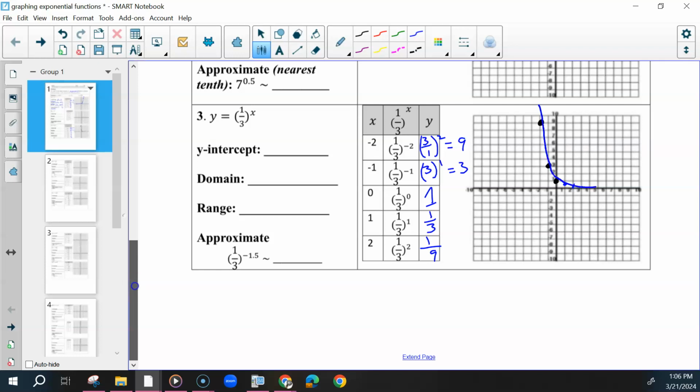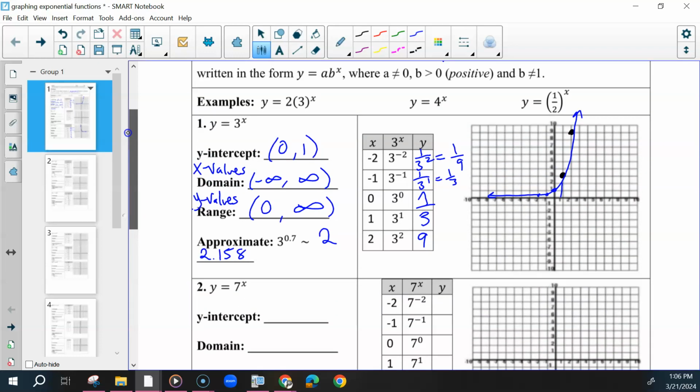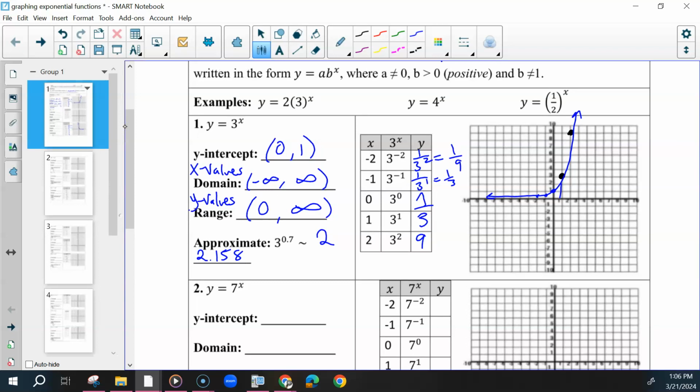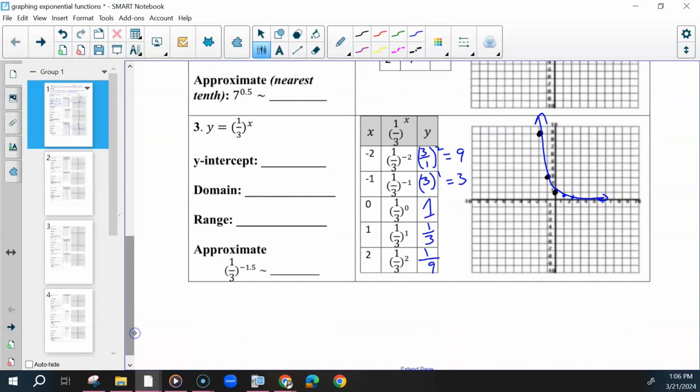So if it's a whole number base, it's going to start from the left and go off to the right. But if it's a rational or fraction base, it's going to start, depending on how you're looking at it, if you're looking at it left to right, it's going to start from the left and go to the right. Okay, so y-intercept for this one is, again, 0, 1.